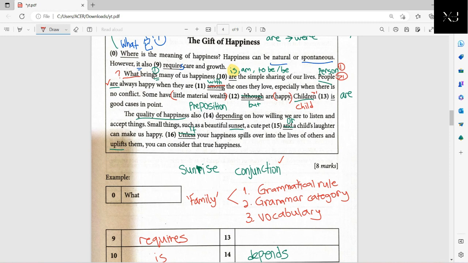Alright, the quality of happiness also depending on how willing we are to listen and accept things. So the answer here is depends. The quality of happiness overall is talking about one thing. So our answer is depends. It's only talking about one action.